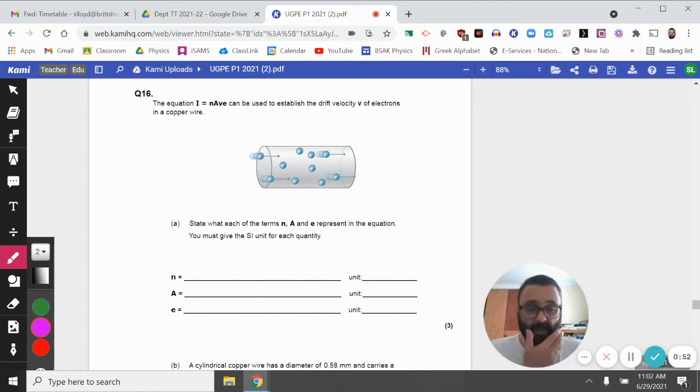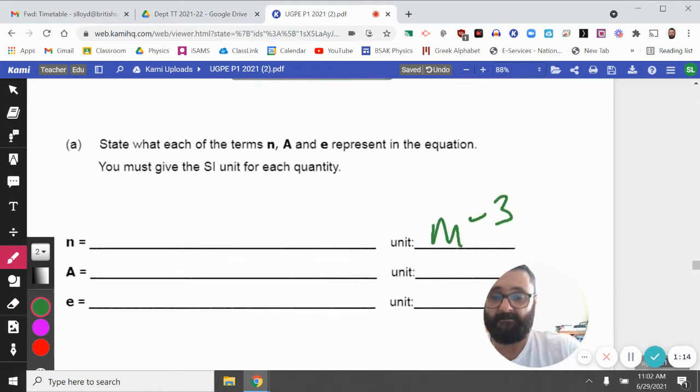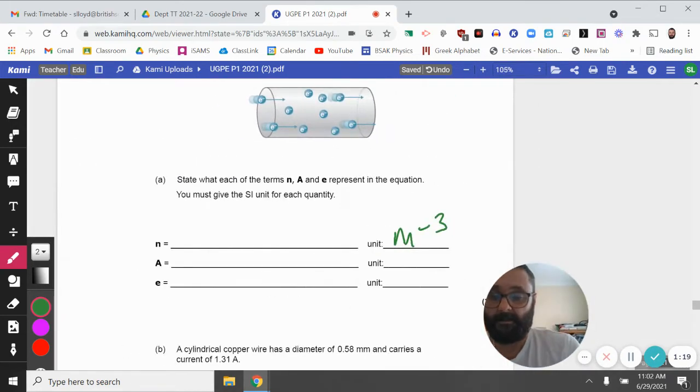So, because numbers of things in physics do not have a unit, like the number of electrons, or the number of stars, or the number of anything, because they're just a number, the number per meter cubed means that the unit is per meter cubed. So this is the charge carrier density.